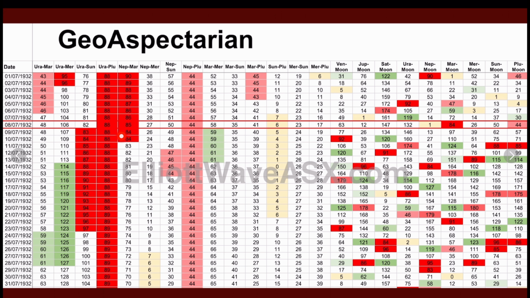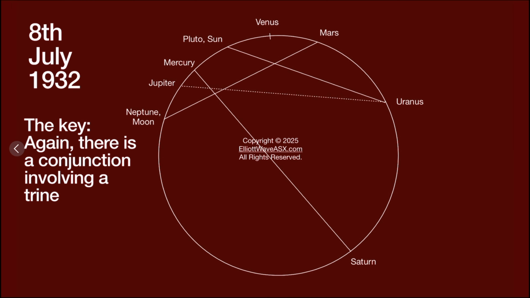Uranus-Pluto square, Neptune-Mars square, the Sun-Pluto coming into a conjunction, Neptune-Moon conjunct, Mars-Moon squared. Looking at a schematic on the 8th of July 1932 at the low, we see a conjunction involving a trine. Remember that Mercury was the next closest planet in the previous pattern, and now it is opposite Saturn.